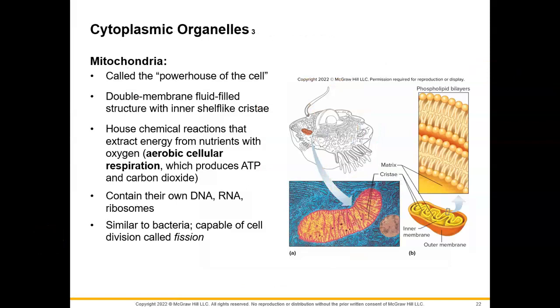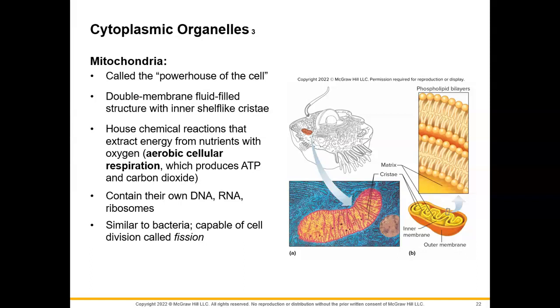A mitochondrion is the powerhouse of the cell, or plural, they're known as mitochondria. They are double membrane fluid-filled structures with inner shell-like cristae. These are the folds you see inside. The chemical reactions that extract energy from nutrients like carbohydrates, proteins, fats, and alcohol in the presence of oxygen occur within the mitochondria. This is known as aerobic cellular respiration. It produces ATP and, as a byproduct, toxic waste known as carbon dioxide.